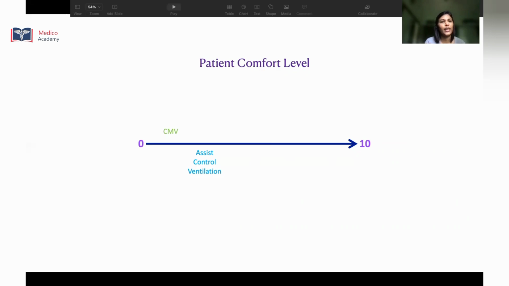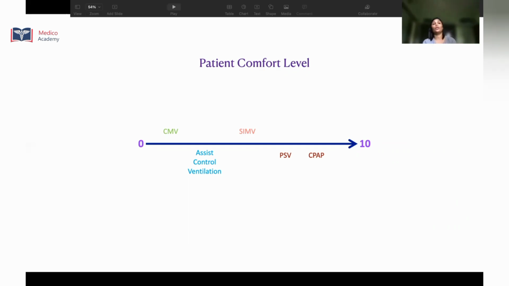But this is also not very comfortable, especially if the patient is awake. So in these two modes, CMV and assist controlled ventilation, you have to deeply sedate the patient, or in some cases even paralyze the patient using neuromuscular blocking agents. Then came the SIMV, which was a bit more comfortable because spontaneous breaths were being allowed in between. Also, there was synchronization of the mandatory breaths with the patient breaths. Then came the PSV and the CPAP, where all the efforts were by the patient and there was only partial support by the ventilator.